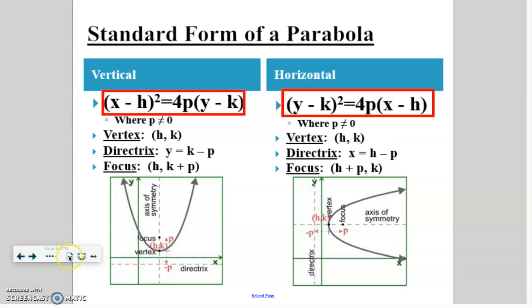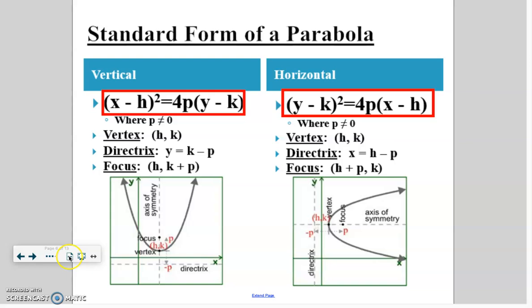Okay? So, first glance here, as we can see, we're working in columns. We have all the vertical on the left and the horizontal stuff on the right. When we're looking at the two equations, the standard form of the equation, what's the difference between the vertical and the horizontal? They are very closely related, but what's the difference? What do we see?